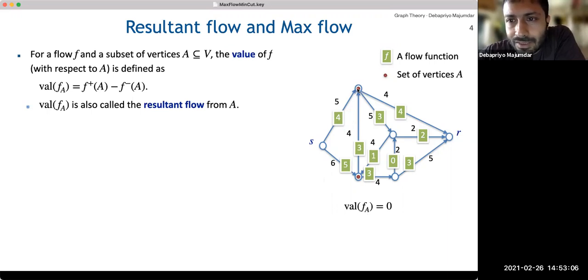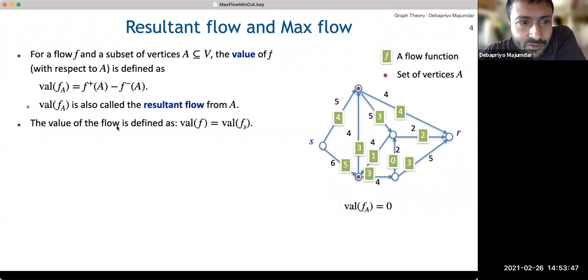Well, here the total incoming is 4 plus 3. Oh no, sorry, 3 doesn't count because, so total incoming is 4 and 5 here, right? So 9. 3 is within A. So 4 and 5 comes in, also 1 also comes in from outside. So 10 is total incoming, and outgoing is 3, 4 and 3. So again 10 outgoing. So the val is actually 0 for this subset A, right? So these two vertices.